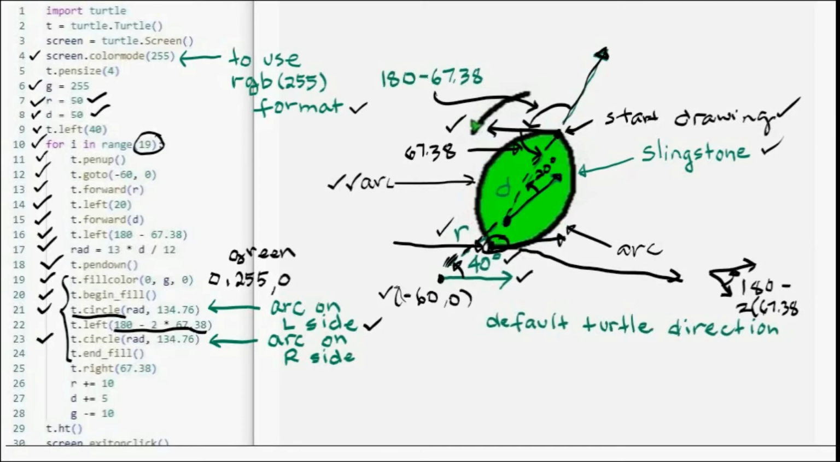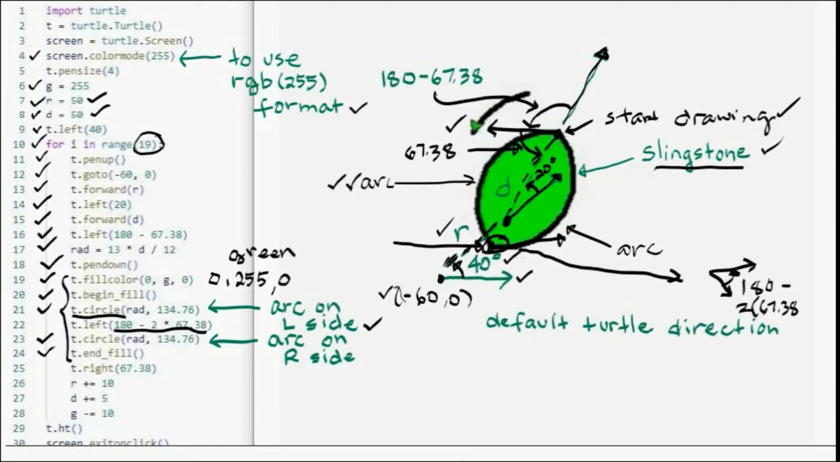Note that numbers 21 and 23 are exactly identical. They are identical, and it has to be that way. And then we end the fill procedure. By the time we have drawn this slingstone here on the right side, the slingstone will be colored automatically green. That is the fill color procedure. Now we continue. At the last, the starting point and the ending point of the drawing are the same.